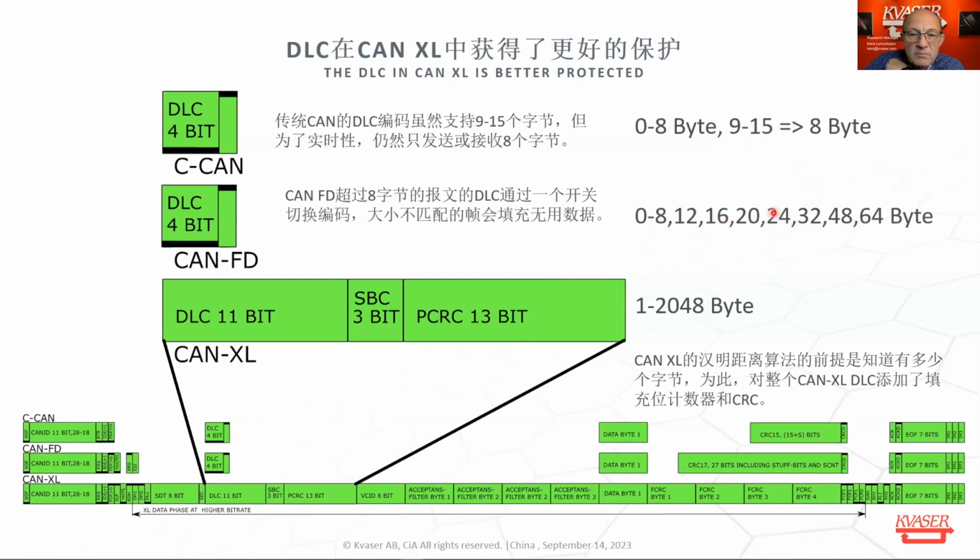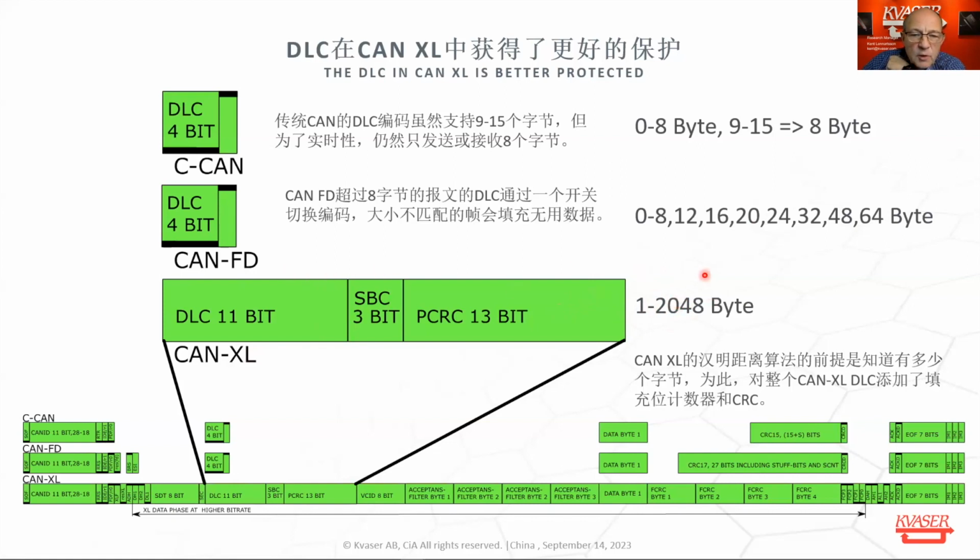Of course, this is a problem, because if you want to send 25 bytes, they don't fit in 24, so you have to use 32 byte length, and you have to end up with dummy bytes. And this problem is solved also in CAN XL. So here you have 11 bits for the DLC, which means that you can have any number of bytes from 1 to 2048. So you can match. If you want to send 25 bytes, you just put 25 bytes in it and no more.